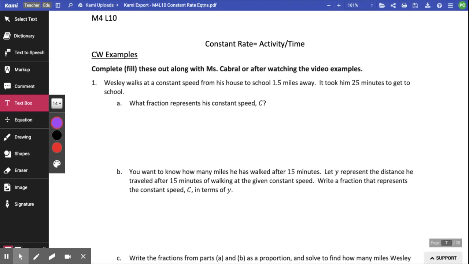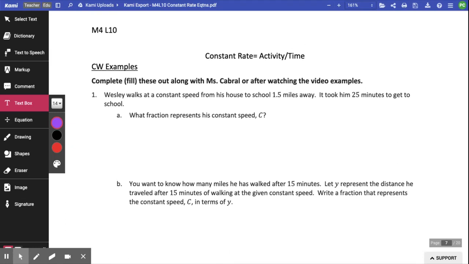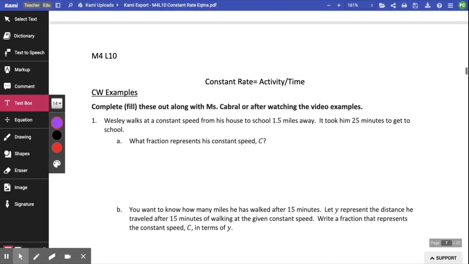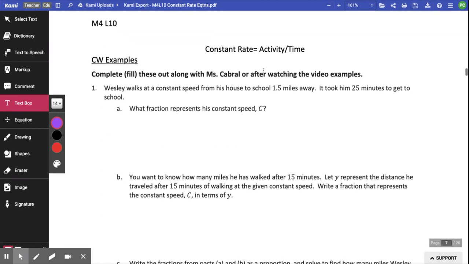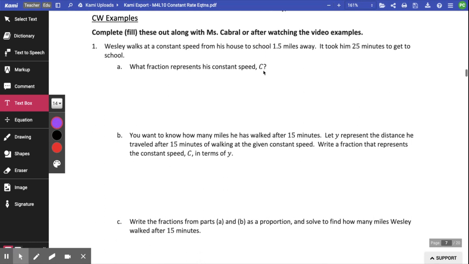Alrighty, here we are with the first full problem from the constant rate lesson. This is module 4, lesson 10. So what we want to do ultimately is learn how to use constant rate to build an equation so that we can solve for any rate, distance, time, or activity at any time in the future using the known constant rate.